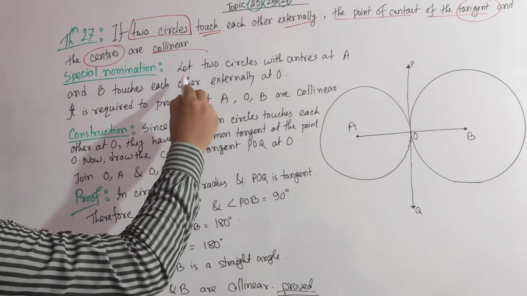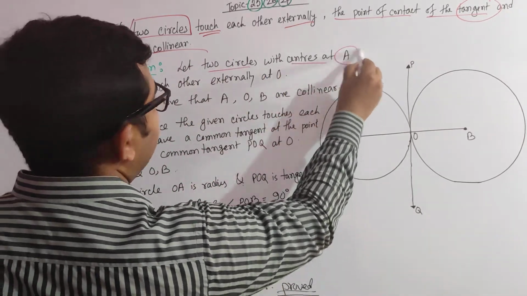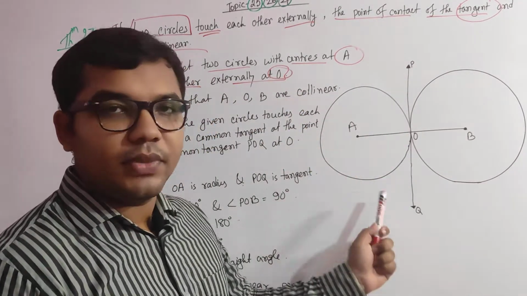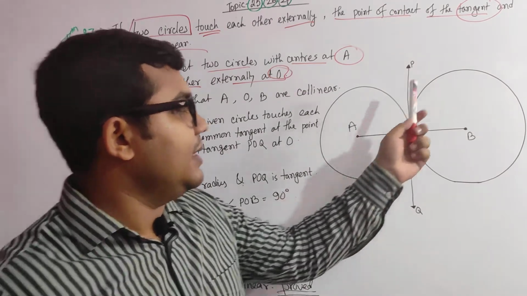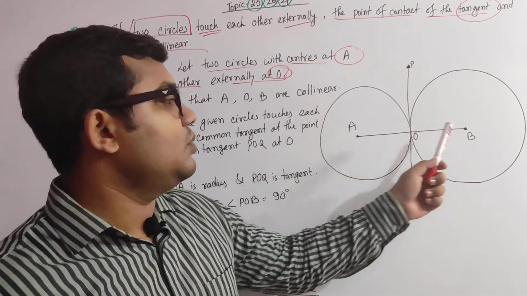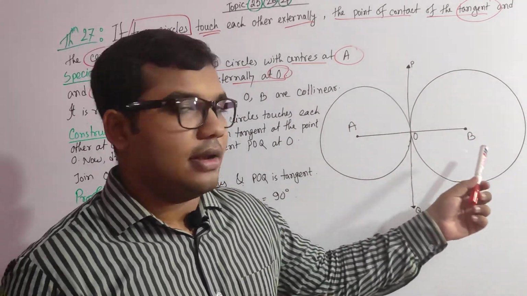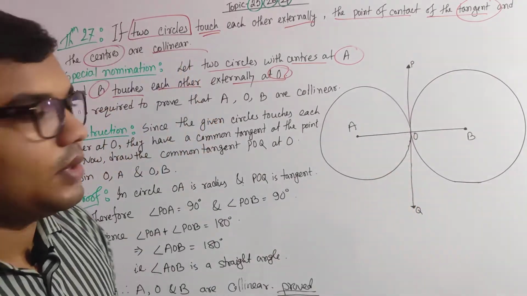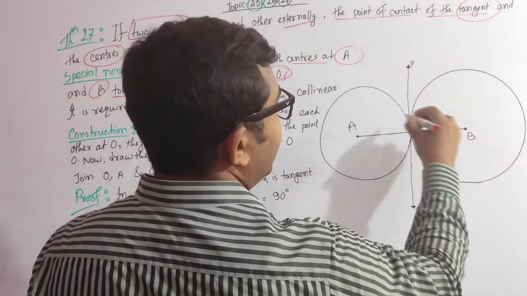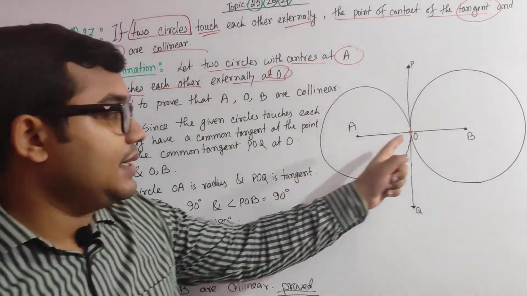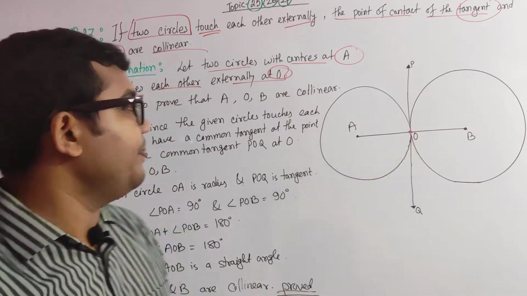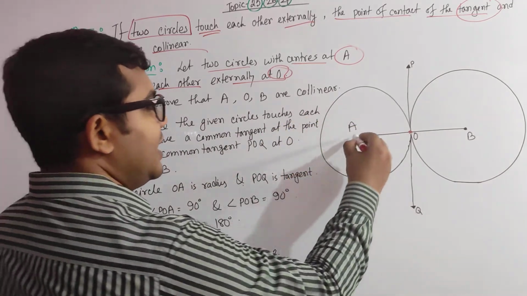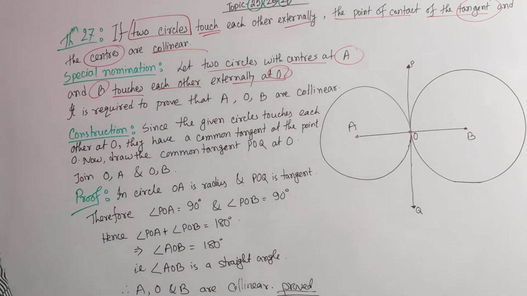Okay, the special nomination says let two circles with centers A and B touch each other externally at point O. So suppose here is a circle with center A, and in this circle the center is B. These two circles touch each other at the point O. It is required to prove that A, O, B are collinear, that means they remain on the same line.